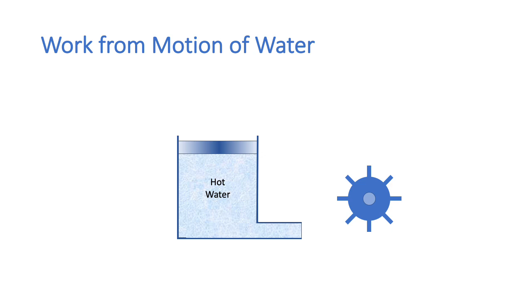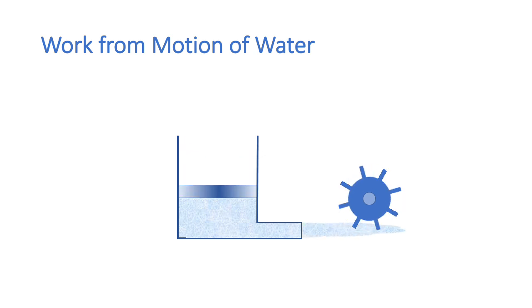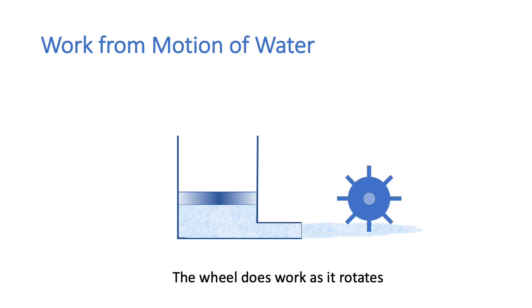But there are other ways we could also do work. So for example, we could use the motion of the water. Over here we've put an outlet pipe at the bottom of the water cylinder, and then we let the water escape out of it. As it comes out, we can use the momentum of the water to turn a wheel. And as the wheel rotates, we can use that to do useful work.